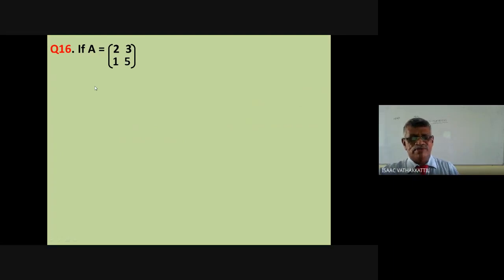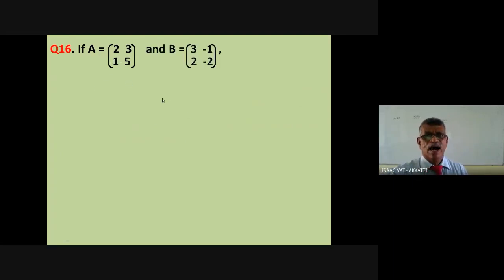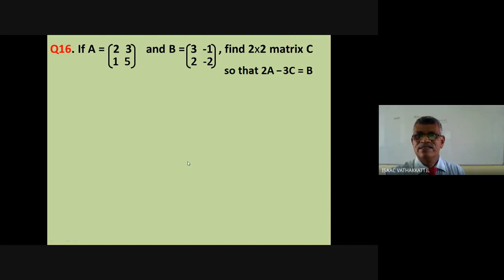Let us take a few questions. If A is equal to [2, 3; 1, 5], and B is equal to [3, minus 1; 2, minus 2], these are 2 by 2 matrices. Find a 2 by 2 matrix C so that 2A minus 3C equal to B.